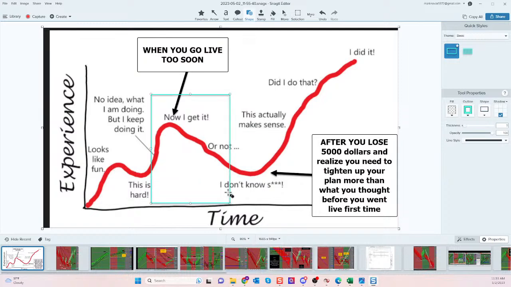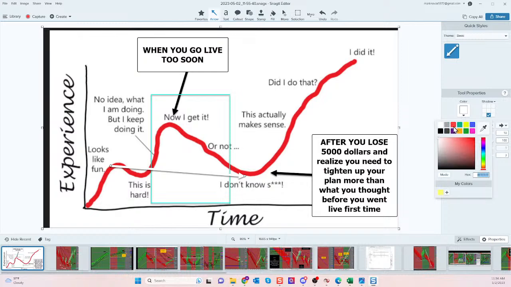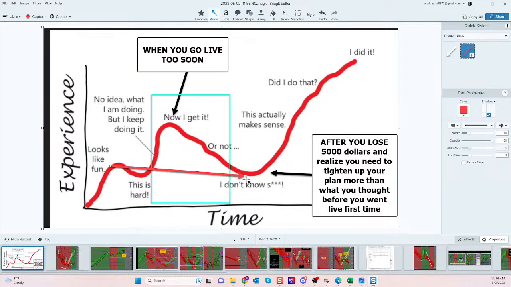Did you know that? You don't have to go through the now I get it or not, I don't know shit stage. You don't have to. Go from looks like fun directly over here. And use the spreadsheet, use the classroom, use the tools provided, and you can bypass all of these pitfalls, guys. You can cut 30, 60, 90 days off of your education. If you walk into this room and go, hey, I'm allowed to be new.